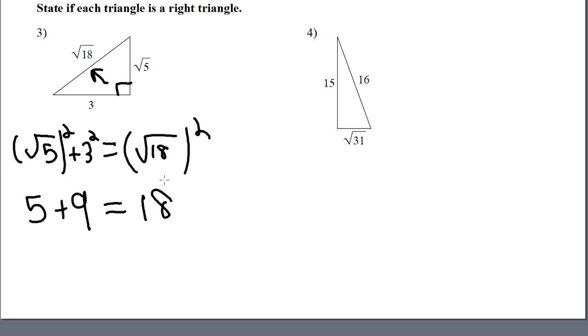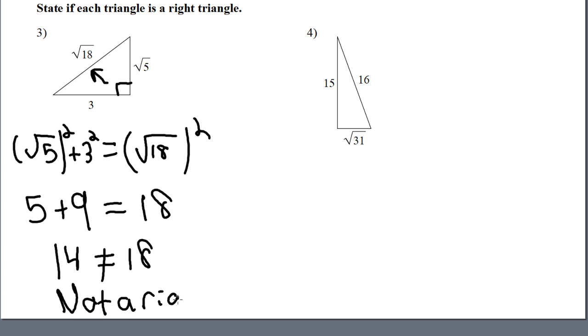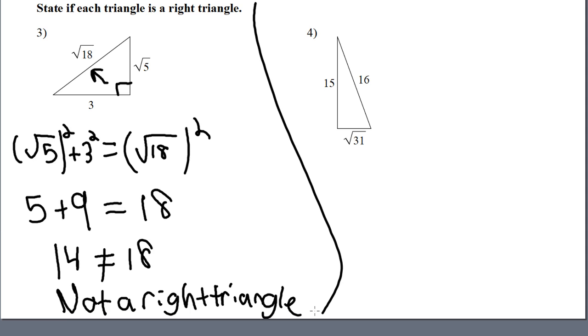Well, is 5 plus 9 equal to 18? 5 plus 9 is 14. And is 14 equal to 18? Well, absolutely not. So number 3 is not a right triangle. Alright, so now let's check 4.